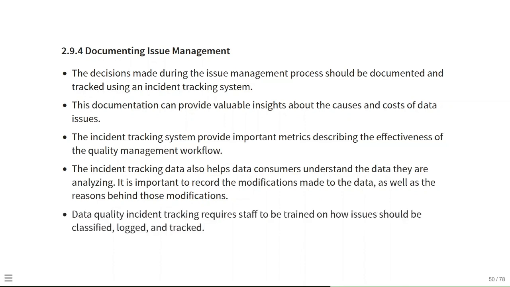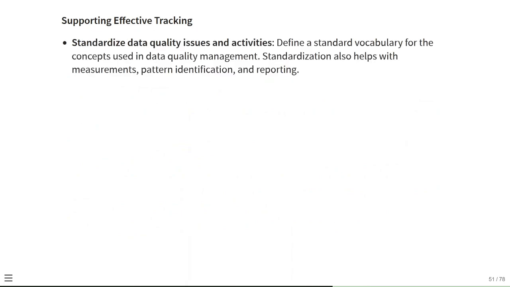Data quality incident tracking requires staff to be trained on how issues should be classified, logged, and tracked. Supporting effective tracking. Standardize data quality issues and activities. Define a standard vocabulary for the concepts used in data quality management. Standardization also helps with measurements, pattern identification, and reporting.